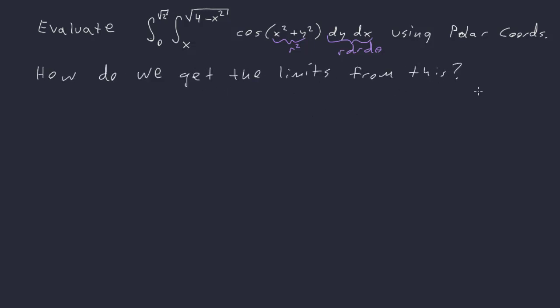Okay, so we need to take a step back to what we already know about double integrals, and that is if our y integral is the first one, then these are y equals x and y equals the square root of 4 minus x squared, and this is oriented from bottom to top. Okay, so we're going to graph these and see what we get.